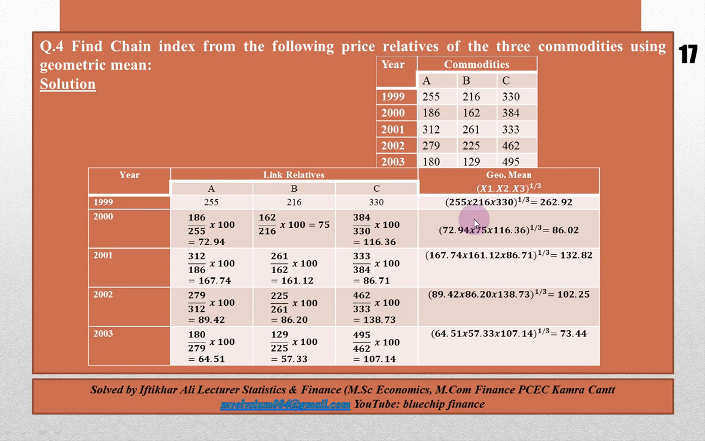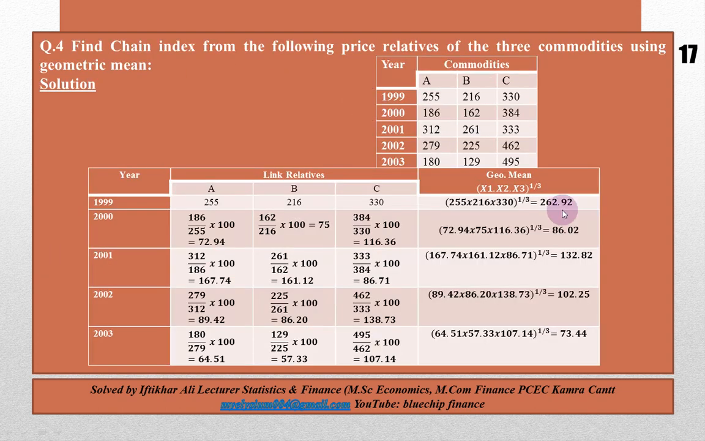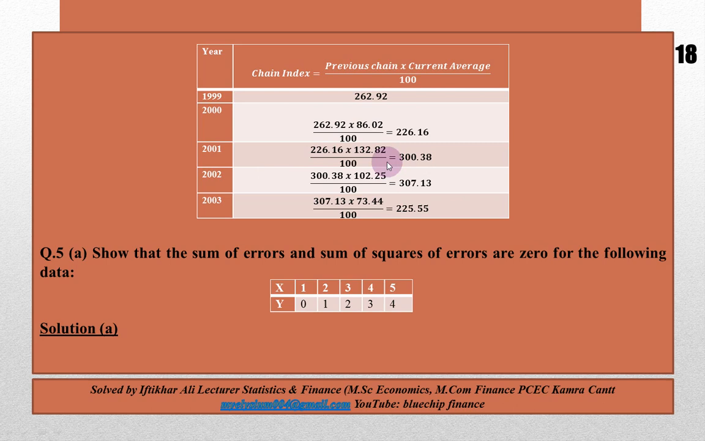thing which we will calculate is to take the geometric mean. Simply geometric mean, there are three values, so simply multiply these three values and take the power 1 by 3 because there are three values, and these are the geometric means. And in the last step we will calculate chain index. First chain index will be 262.92 as it is the geometric mean because we don't have the previous chain here.